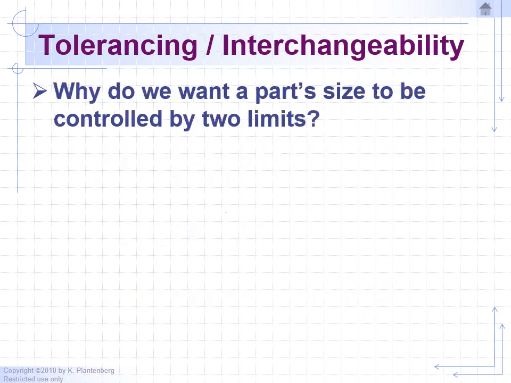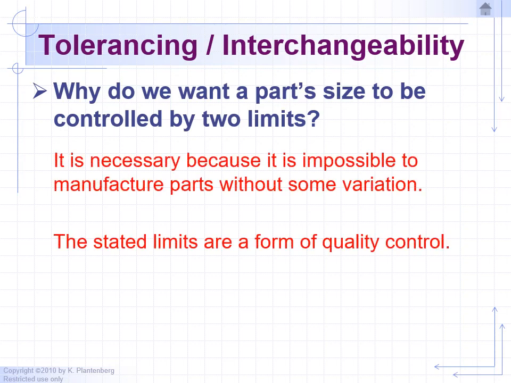Next slide. Why do we want part size to be controlled by two limits? It is necessary because it is impossible to manufacture parts without some variation. And as mentioned before, there's no such thing as a perfect part with the perfect desired dimensions. The stated limits are a form of quality control. So the quality department will be checking the parts to make sure they fall within that tolerance. If it doesn't, then the part will have to be rejected.